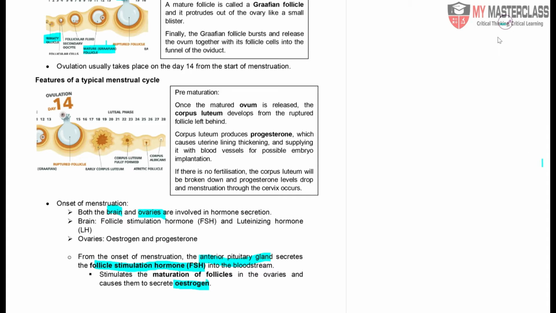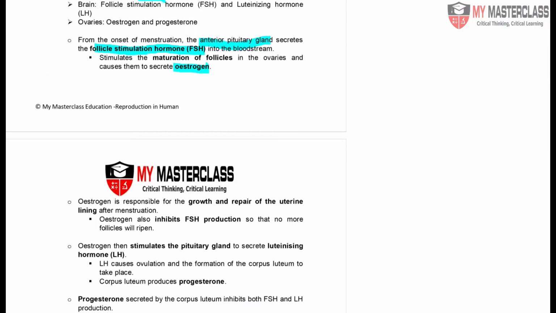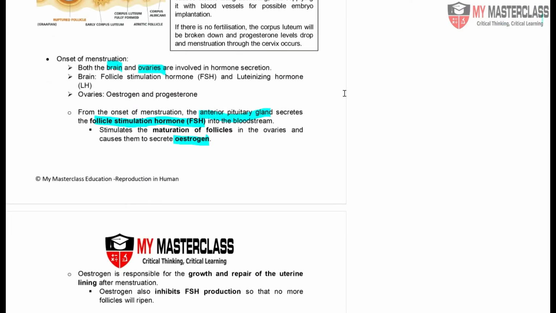So next part is the slightly confusing part for some students, which is that the moment estrogen is being produced, what estrogen does is that it does two things. So the first thing that it does is that it will help to grow and repair the uterine lining.